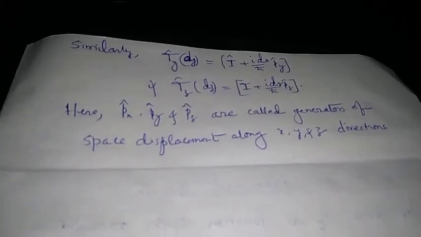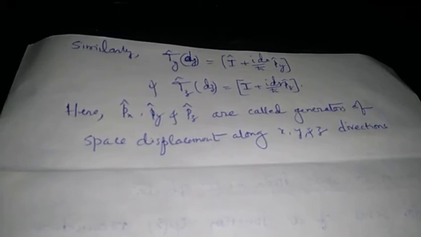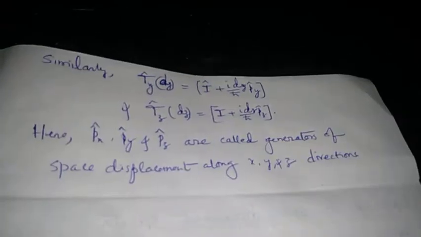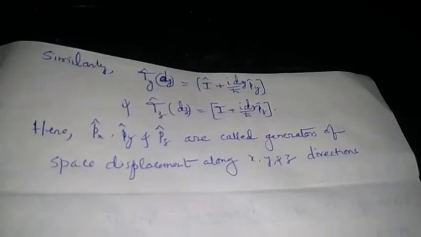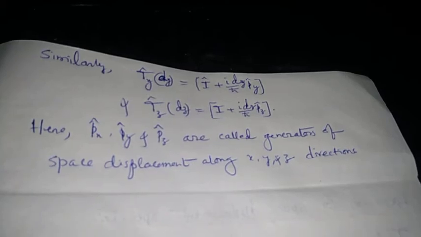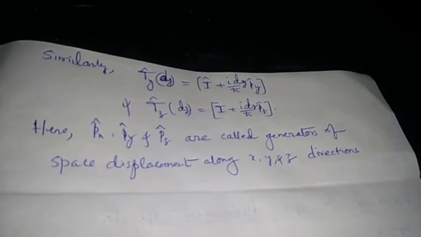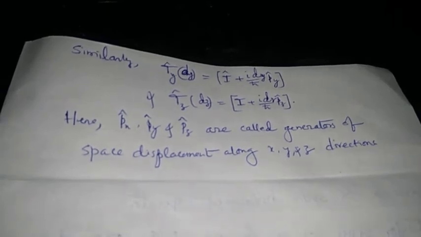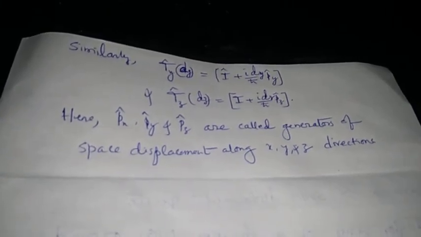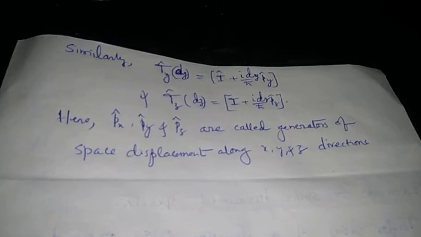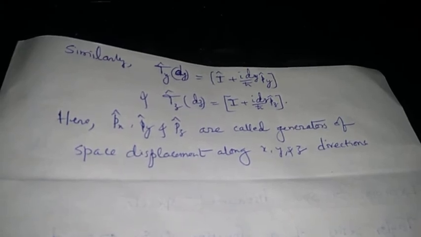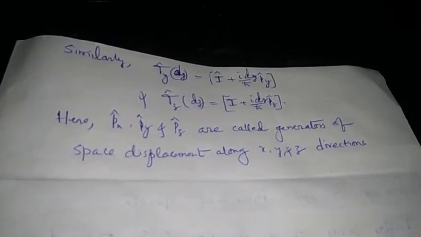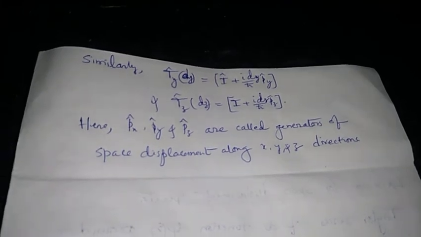Similarly, the space displacement operators along the y direction and z direction can be written as shown here, where in place of dx we have dy in the first case, and in place of dx we have dz in the second case. And here we call px, py and pz the generators of space displacement along the x, y and z directions. That's it in this video.